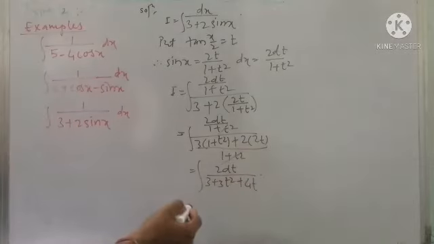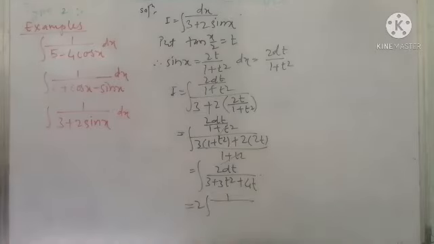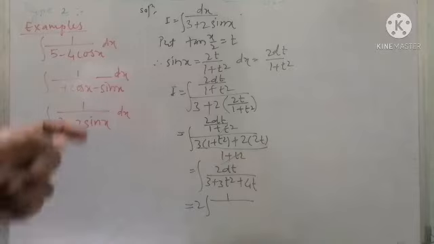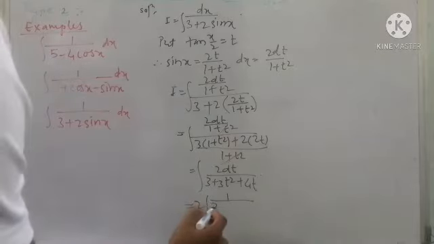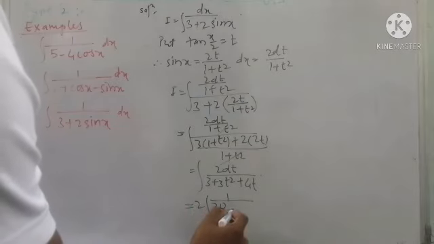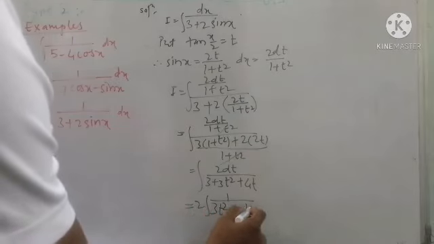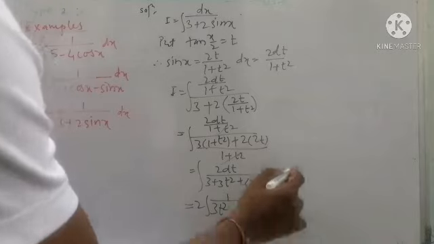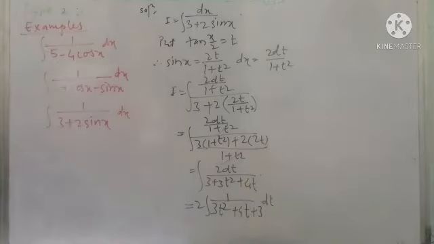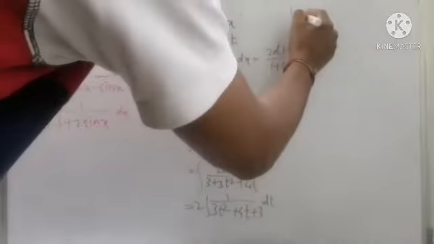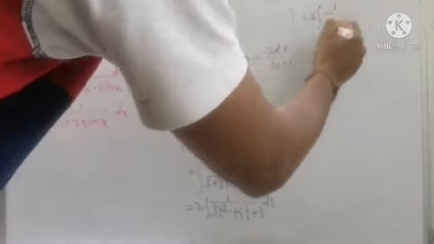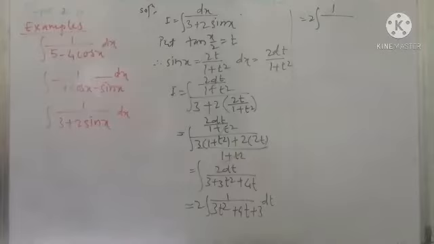Now 2 is a constant, so we can take it outside the integration. So in the numerator we get 1, and now in the denominator there are terms which contain t square, t and a constant. So we rewrite them as 3t square, that is the term of t square first, then the term of t, 4t, plus 3 into dt. So the simplification is completed.